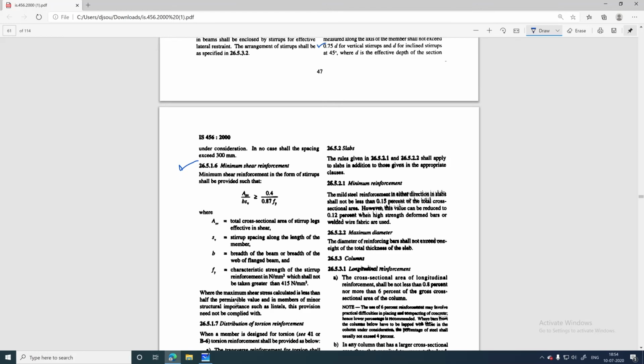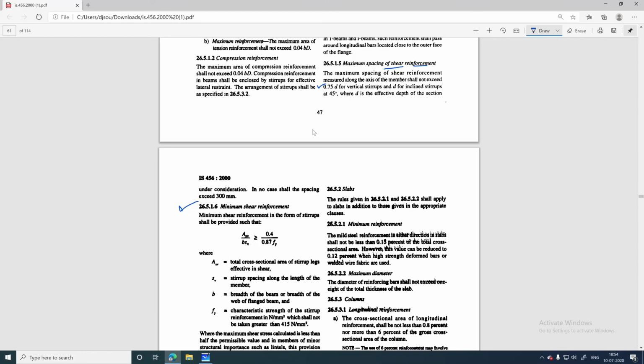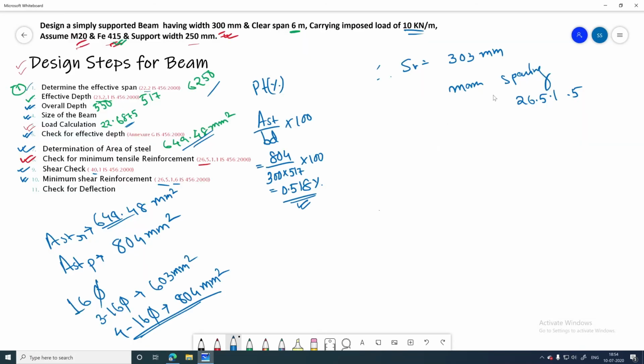So we need to consider the minimum of either 0.75 d or 300, because our value of Sv exceeds the 300 limit, right? So that is why we need to determine the value of 0.75 d and 300. So 0.75 d means 0.75 into 517, and that is 387. So it is greater than 300, so we will consider the 300.